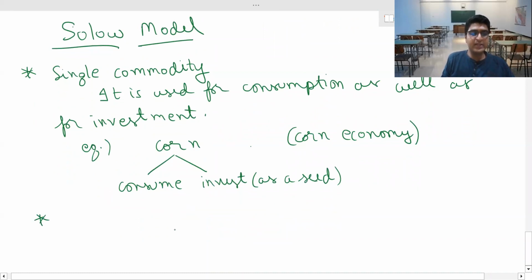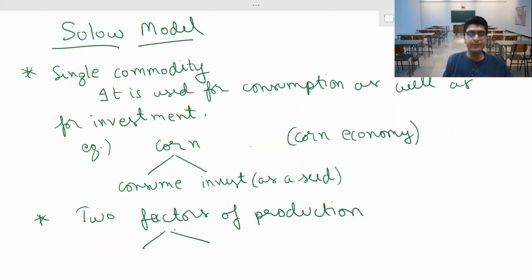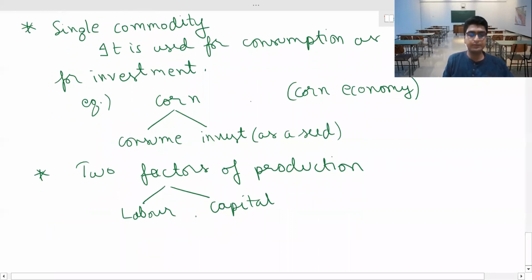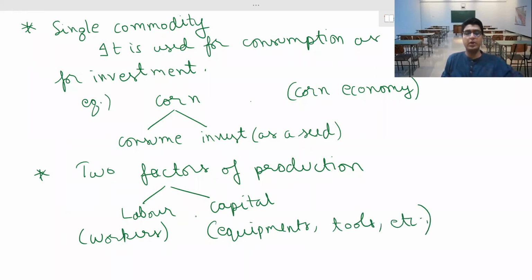Okay, so initially we'll assume that there are only two factors of production. We are ignoring technology for now. So first we'll deal with this, and then we'll include technology later. So those two factors are labor, we already talked about it, basically workers, and capital. Okay, labor is basically workers and capital is basically equipment, tech, tools, machinery, etc. Okay.